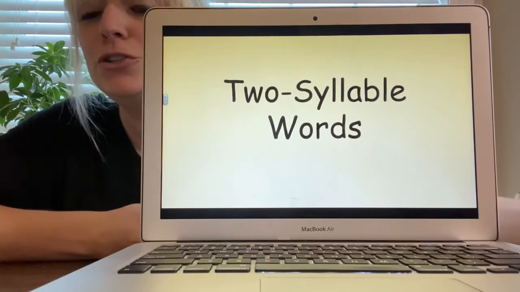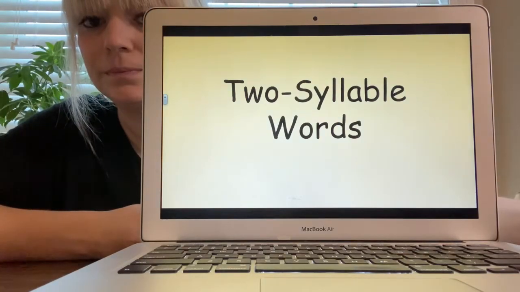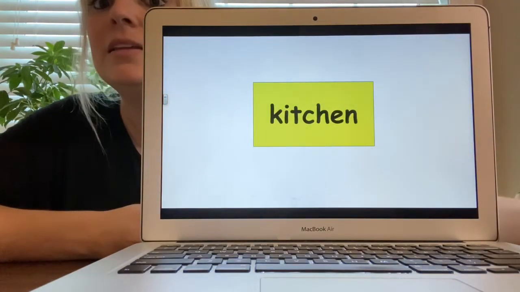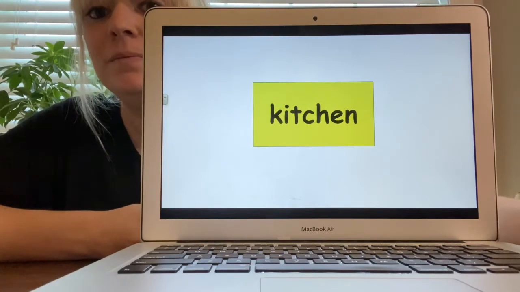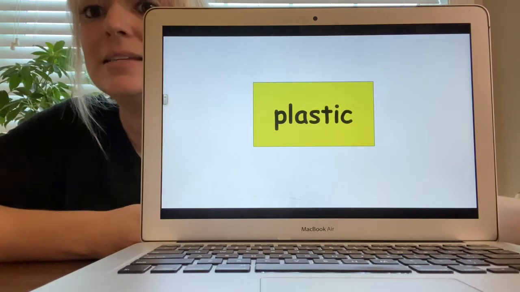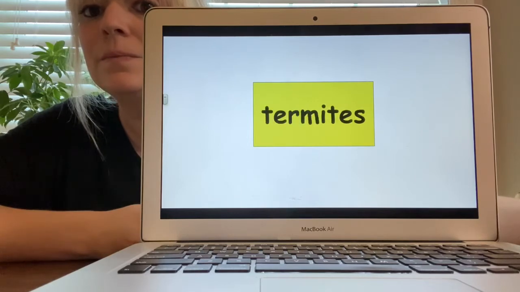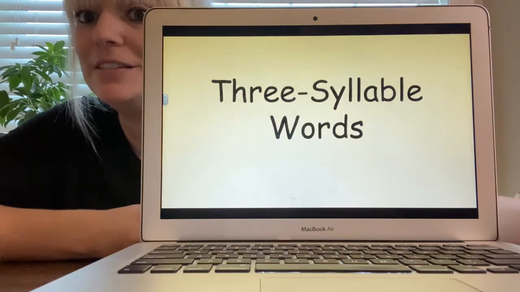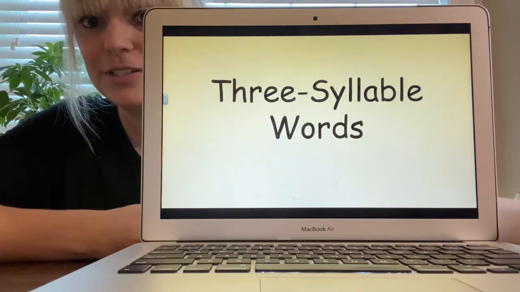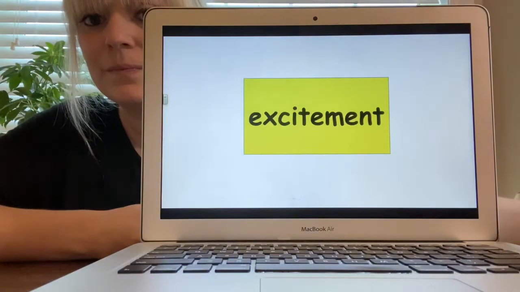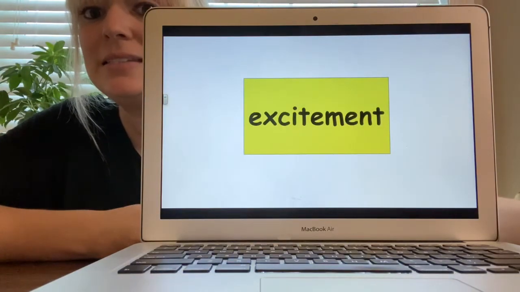Then we have our 2-syllable words. Kitchen, plastic, insects, termites. And then we have some 3-syllable words. Excitement.